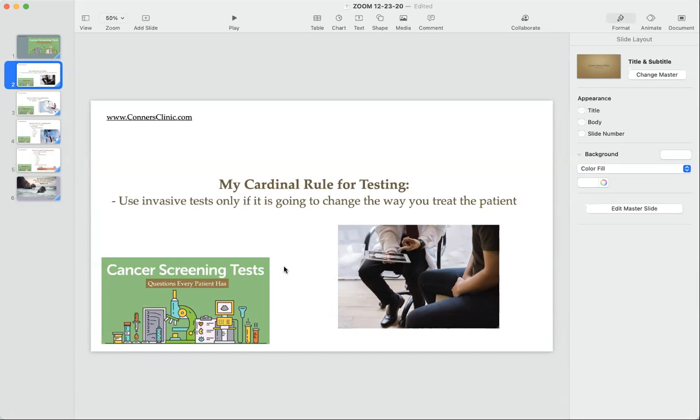Let's say I have breast cancer and my doctor wants to do a PET scan. Okay, well, my question to you would be then, what are you going to do with that information? Well, my doctor wants to do a PET scan to see if there is any metastasis. Okay, well, that's great. That's a good thing to know if you have metastasis. Are you going to change the way you treat it?